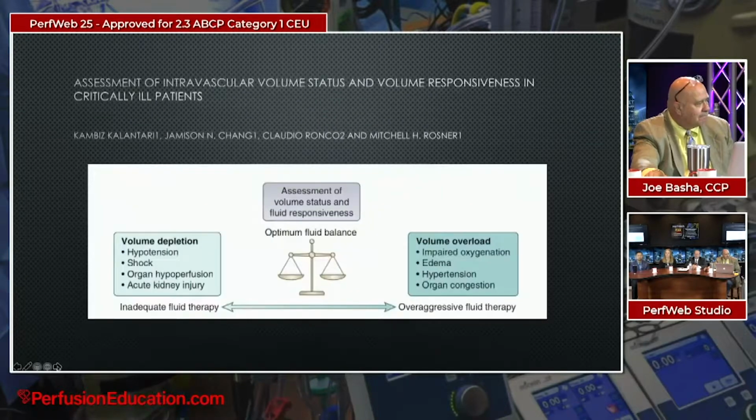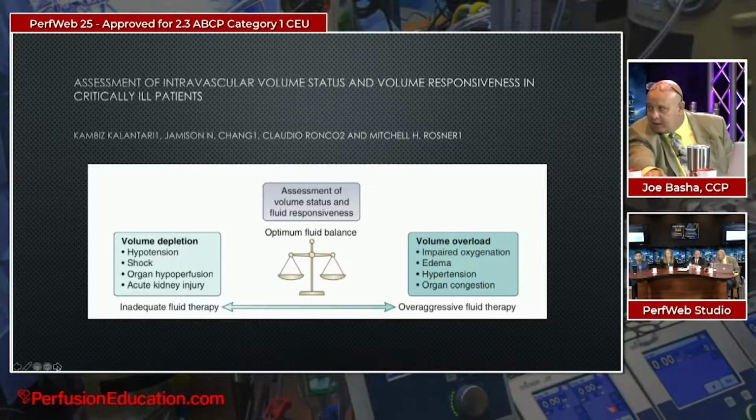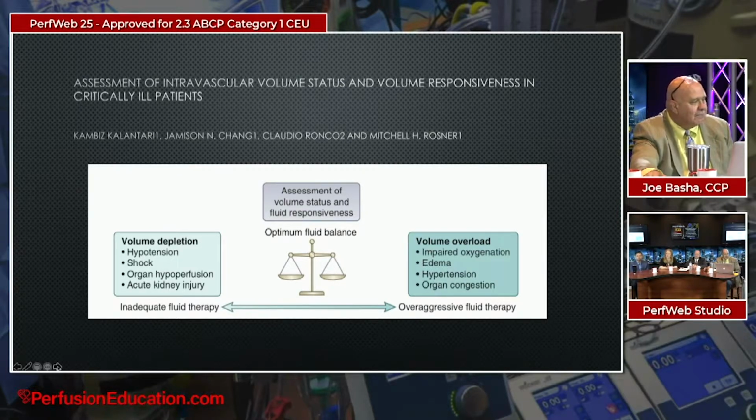Next slide, please. Here's a very interesting slide talking about fluid balance, assessment of fluid balance status and fluid responsiveness. In the middle, you have your optimum or euvolemic patient right in the center on the scale. Volume depletion, so hypoperfusion, results in hypotension, shock, organ hypoperfusion, and AKI from ischemic disease. And then if you over-aggressively fluid resuscitate, you have impaired oxygenation, edema, hypertension, organ congestion, and although the slide doesn't say it, all of those things we know lead to AKI, okay? So optimum fluid balance is very important.